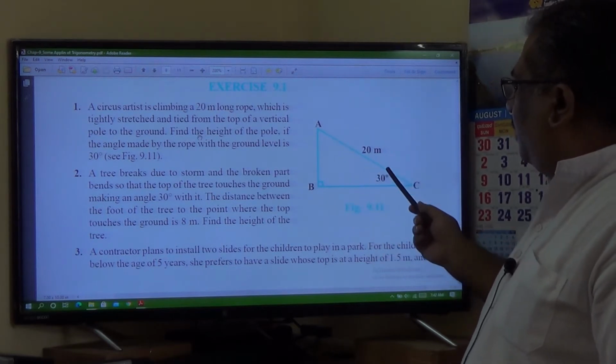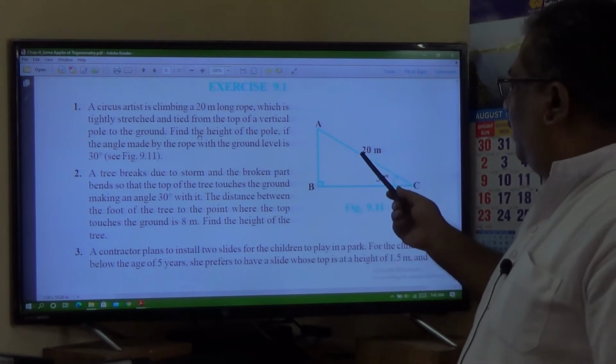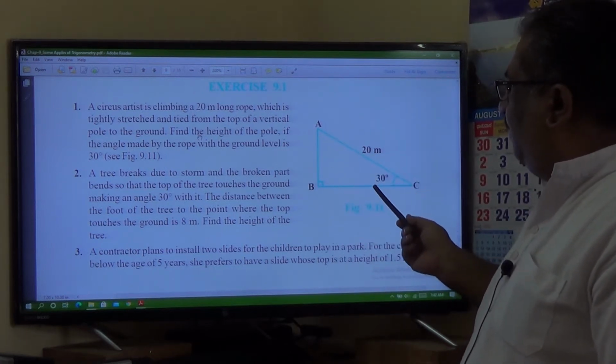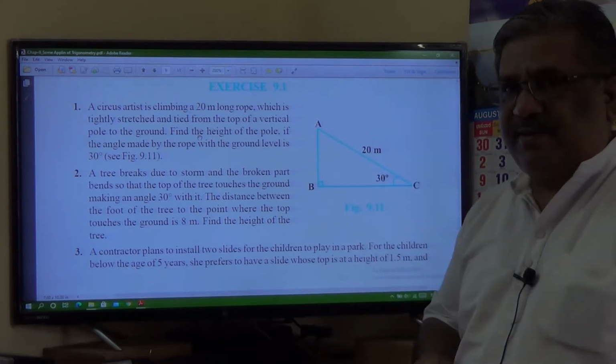So hypotenuse into sine 30 is equal to the opposite side. So 20 sine 30 equals AB, or AB, the height of the pole, equals 20 sine 30. Sine 30 is half, 20 into half is 10 meters. So AB is 10 meters.